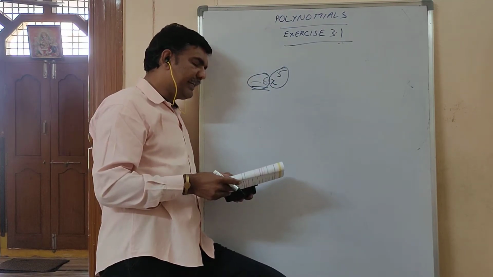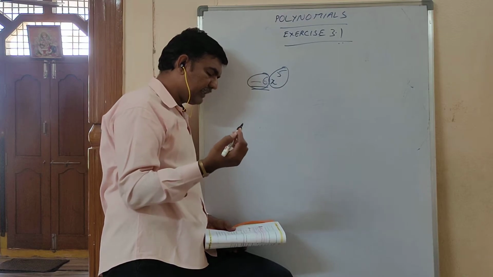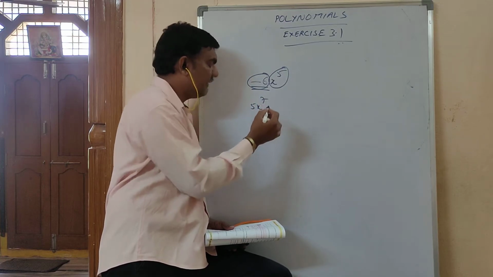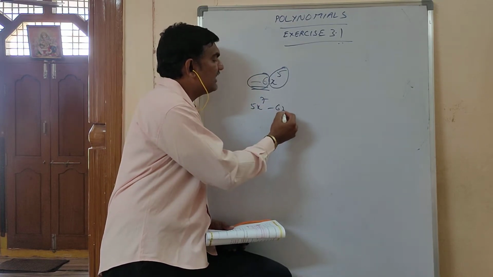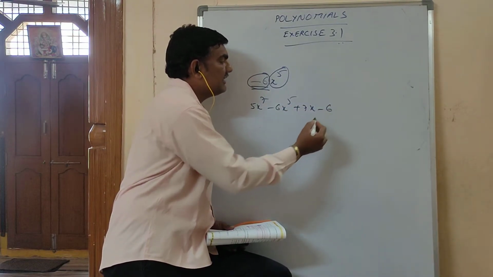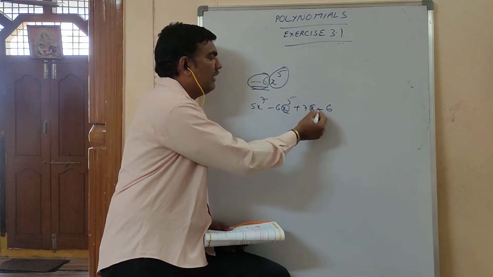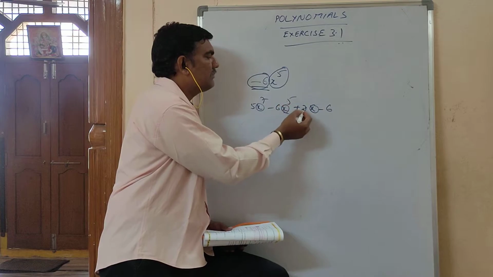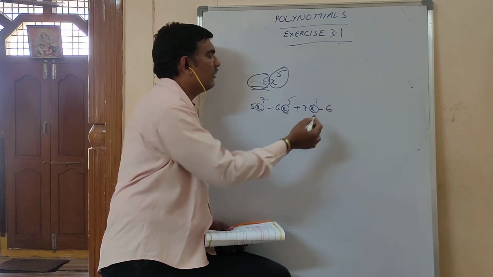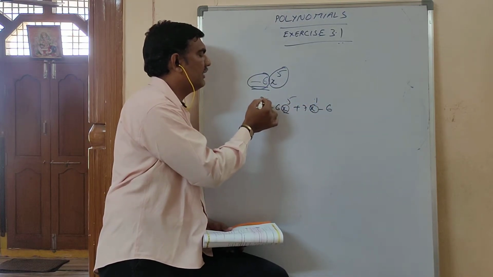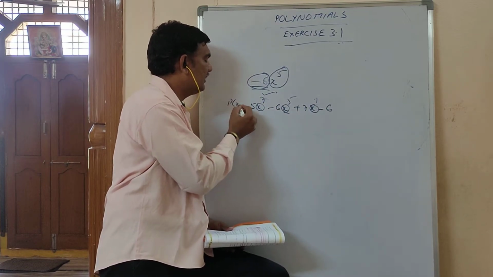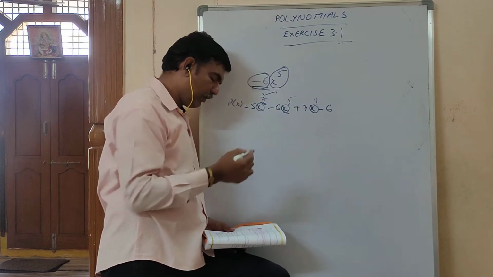Next, degree of p of x. Degree means what I said? Highest power. The question here is 5x power 7 minus 6x power 5 plus 7x minus 6. Here what is the variable? X is the variable. Variable's powers: if you see, no power means 1. No variable means degree is 0, power is 0. 0, 1, 5, 7. 7 is the greatest one. What is the degree of this polynomial p of x? Very good, 7. 7th degree polynomial.